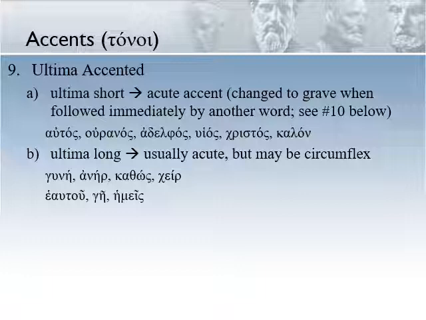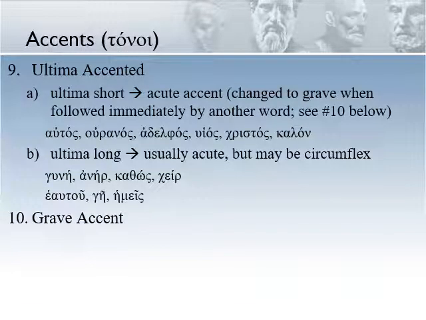So again, a short ultima will always take an acute, which will change to a grave when followed by another word. If the ultima is long, it could be acute, but it might also be circumflex. And those are our rules for accents. Now we'll throw in some other rules as we go on and learn about some of the other nouns and verbs later in this class. But these are some of the general rules pertaining to accents and will help you with most of the accents at the beginning.